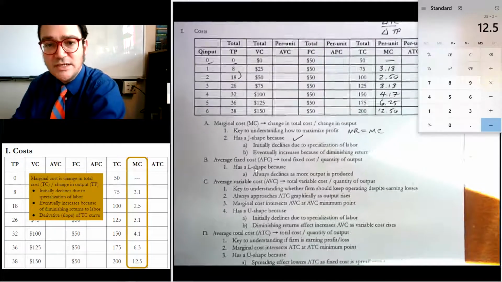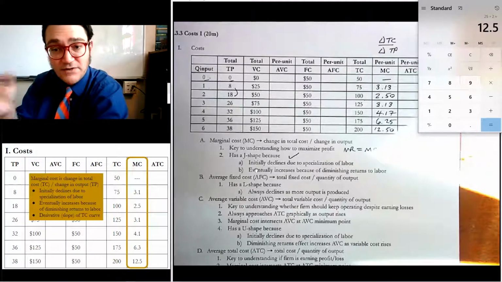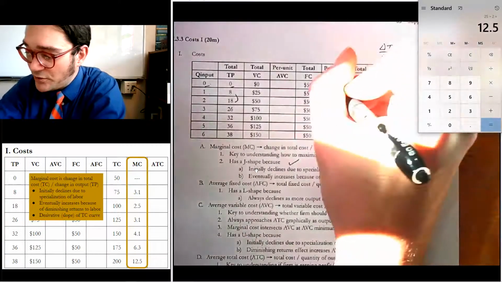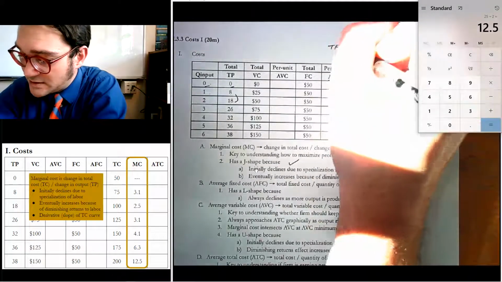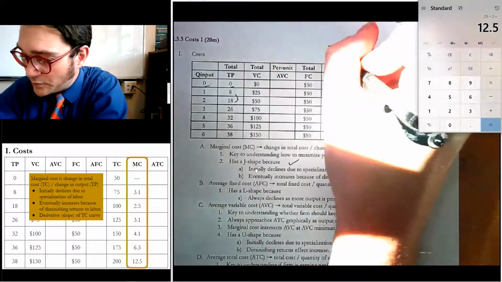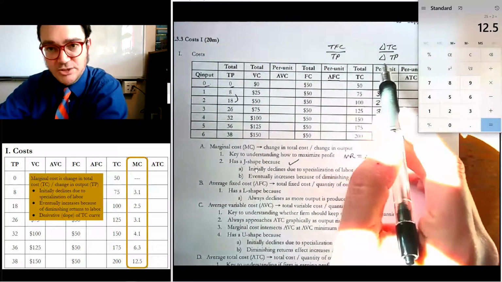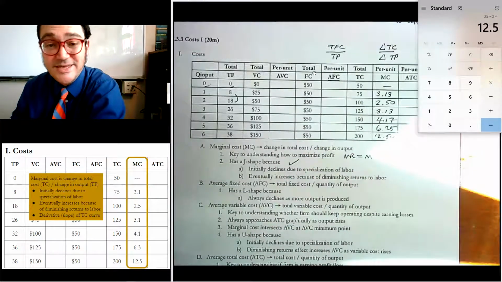So let's go ahead and calculate this one. It's the total fixed cost divided by the quantity of output. So it's a total divided by a total. Notice that it doesn't have these deltas because it's not a change. And our total fixed cost is going to stay the same because it's fixed. So it's 50 divided by whatever this number over on the side is.